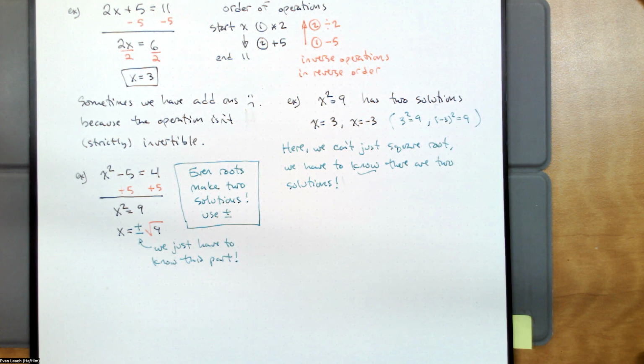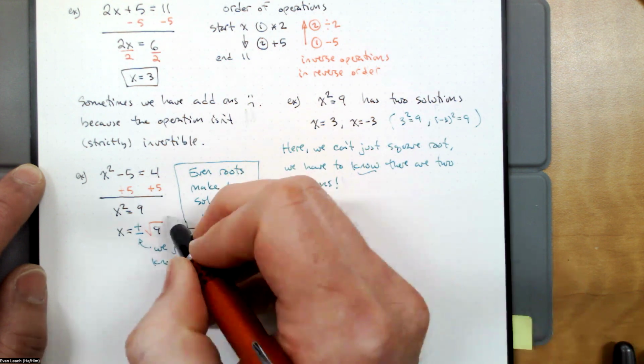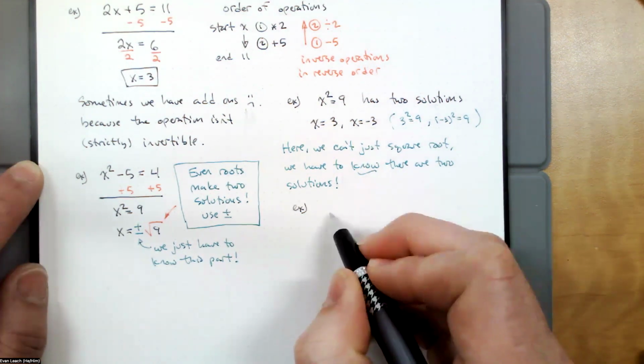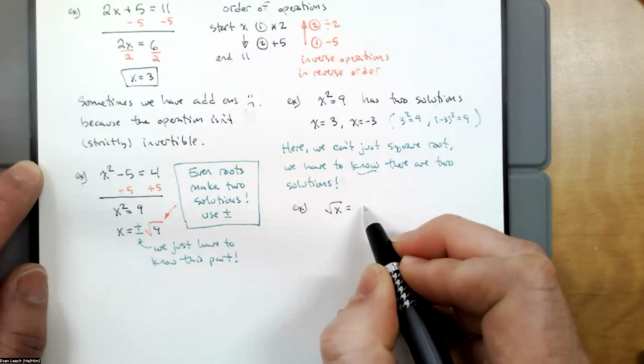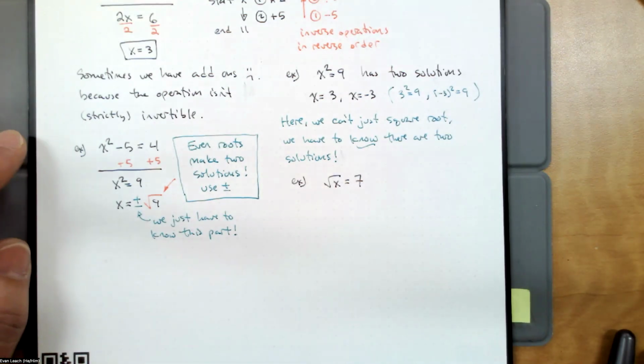This is extra stuff that we have to know. Now, we don't have to remember this if we're undoing a radical. So it's only when we do even roots. It's only this even roots part. So for example, if I have the square root of x is equal to 7, to undo a square root, we just square both sides. To undo a 1/2 power, we just square both sides.